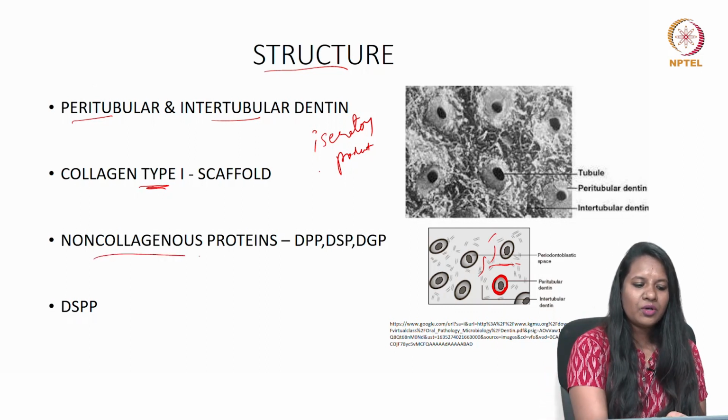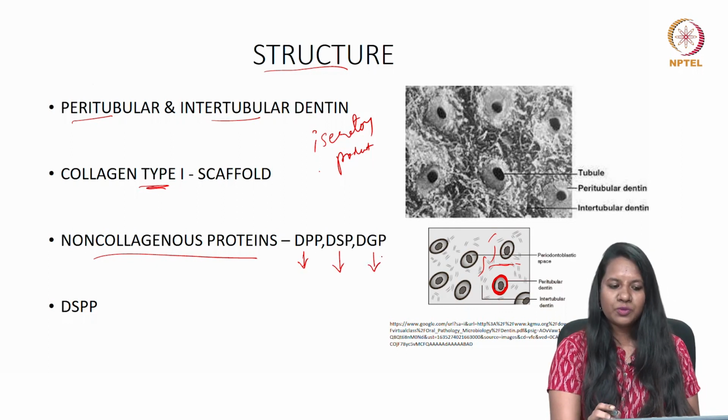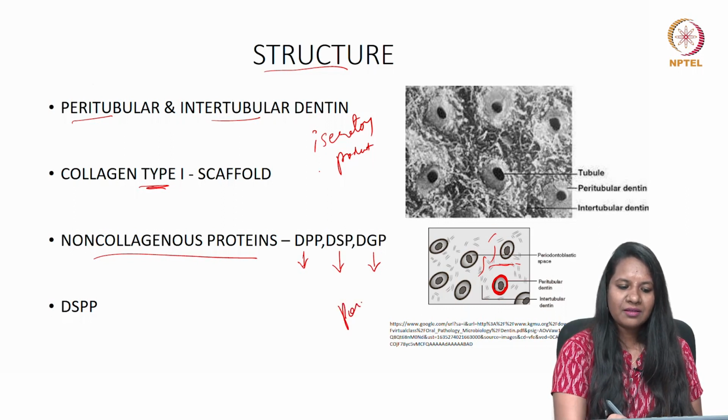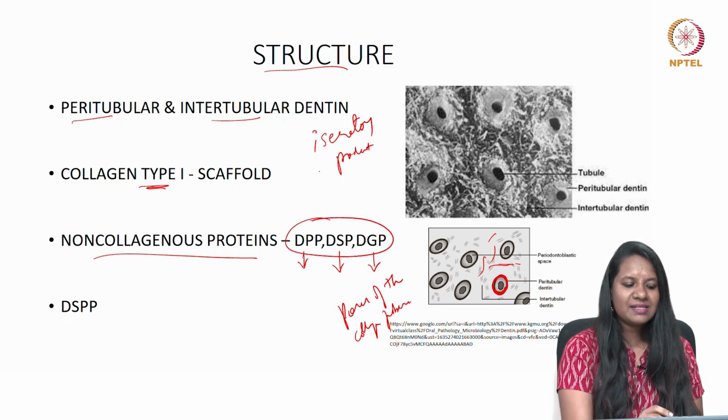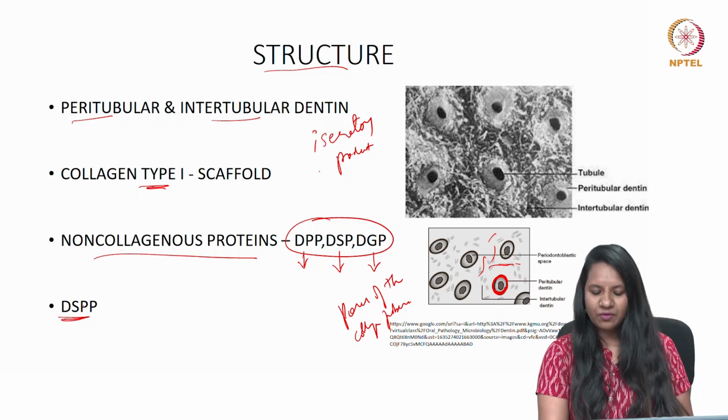And there are a few non-collagenous proteins such as dentin phosphoprotein, dentin sialoprotein and dentin glycoprotein, which will be closing the pores of the collagen fibers. All three are encoded as a single molecule at the genome level, that is dentin sialophosphoprotein.